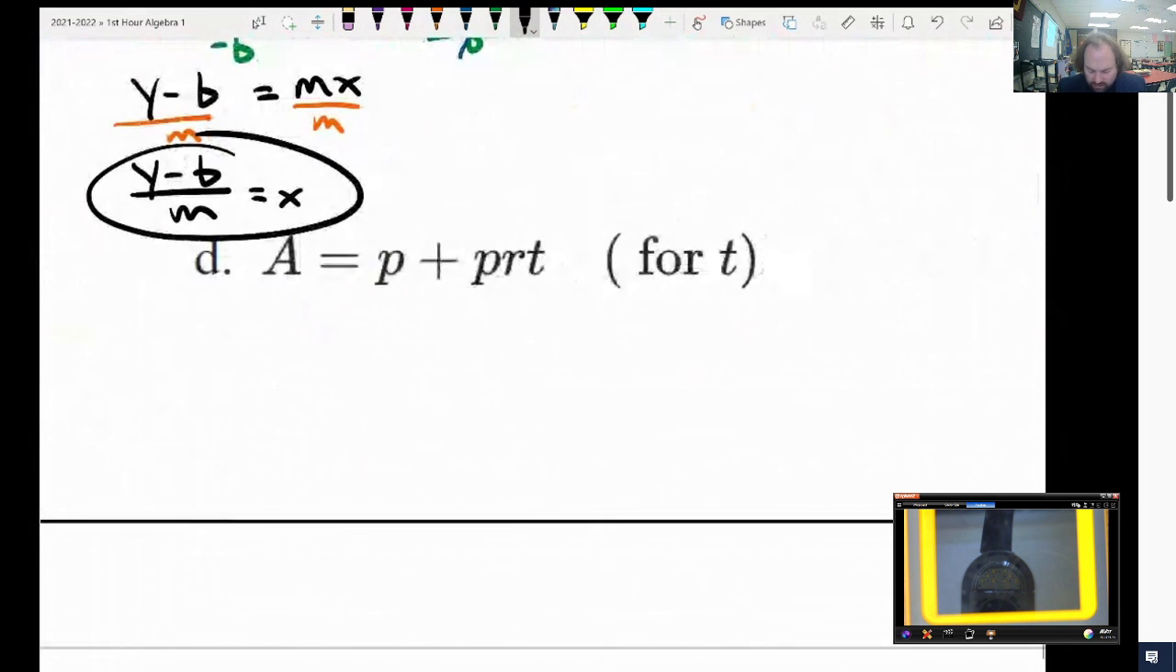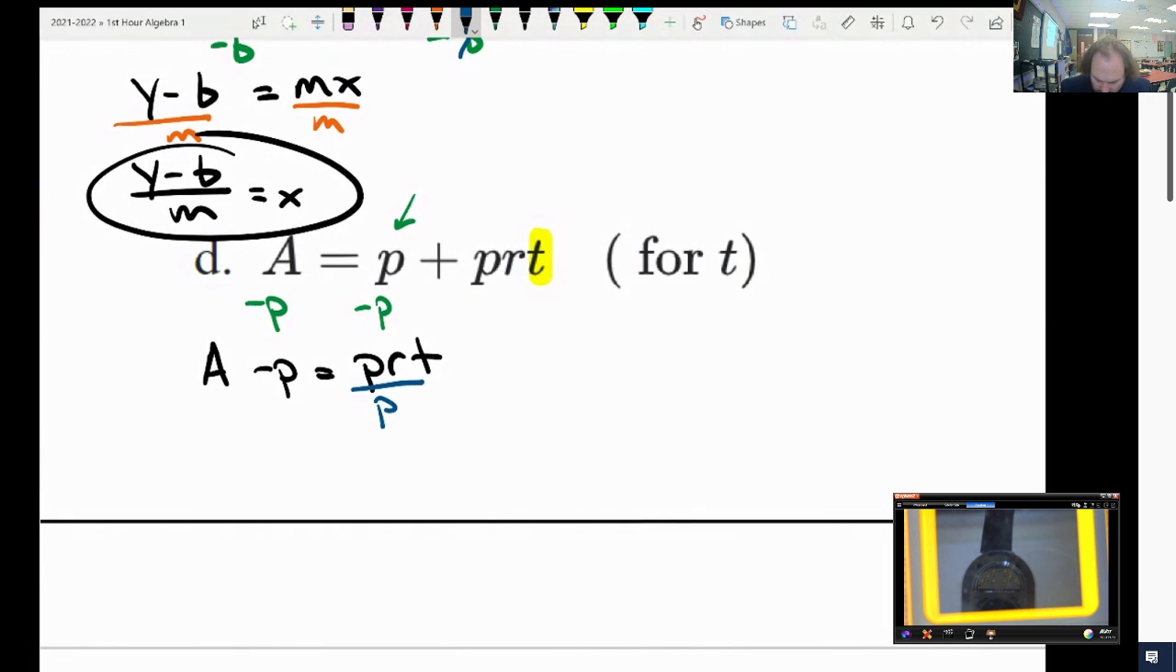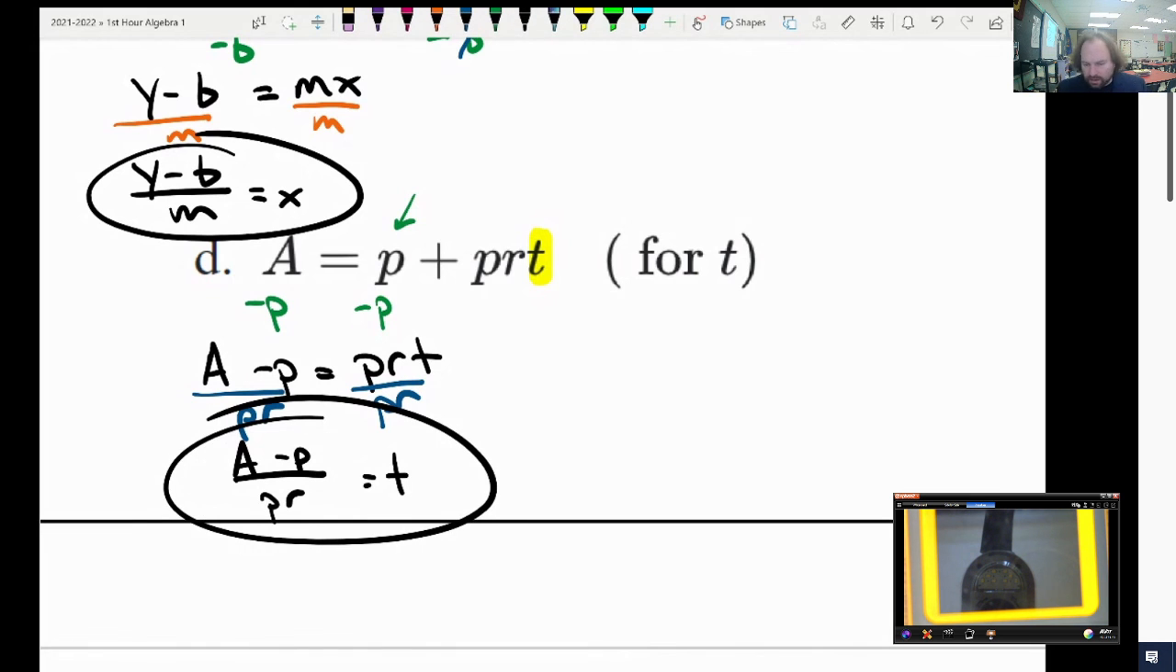And then on question D, we've got to solve this thing for T. Let's start by getting rid of the little dangling P right there. We'll subtract P from both sides, which will make it A minus P on the left, and P times R times T on the right. Now this problem looks a lot like question C. All we've got to do is divide by PR on both sides, and we'll be done. T is equal to A minus P, which has to stay on top, divided by PR. Nothing cancels out there, so that would be the final answer.